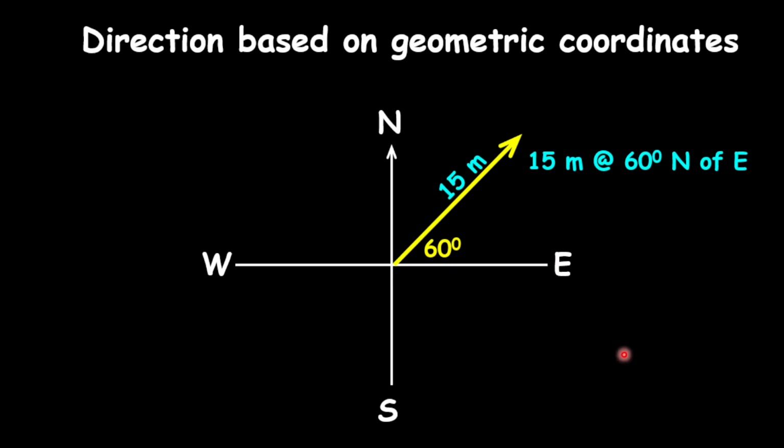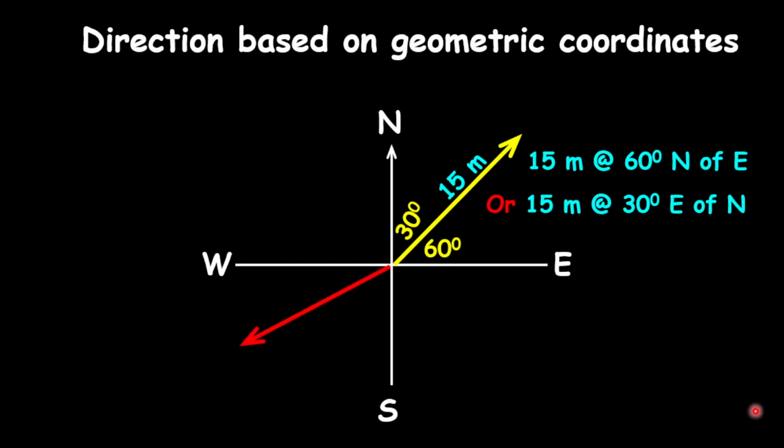Another way to express this, we look at the missing angle here, which is 30 degrees. So we can also state that this vector is 15 meters at 30 degrees east of north. Again, the 30 degrees is closer to north, so you'd write north last. All right, let's look at another example.